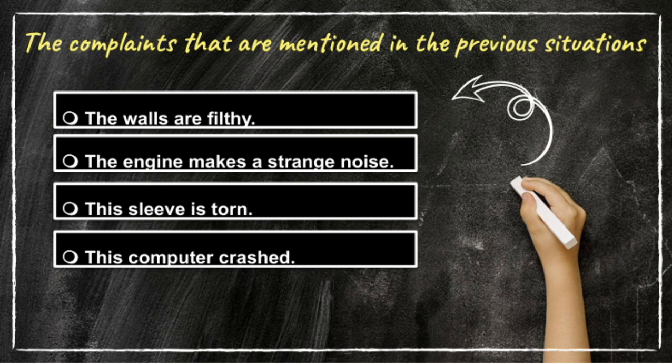Lastly, the walls being filthy might seem unrelated, but it highlights the importance of maintaining a clean environment, which can impact health and safety. All these complaints, whether digital, physical, mechanical, or environmental, serve as signals that something needs fixing or improvement. Recognizing these signs early helps us prevent bigger issues down the line and keeps our systems, our belongings, and our environment in good condition.